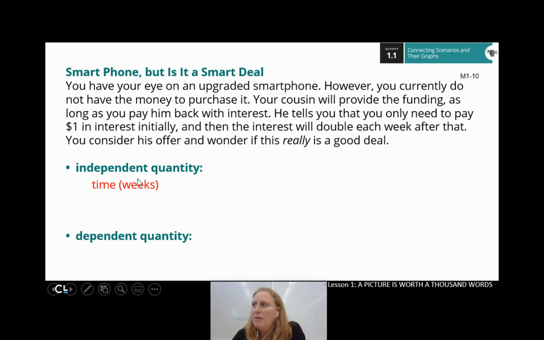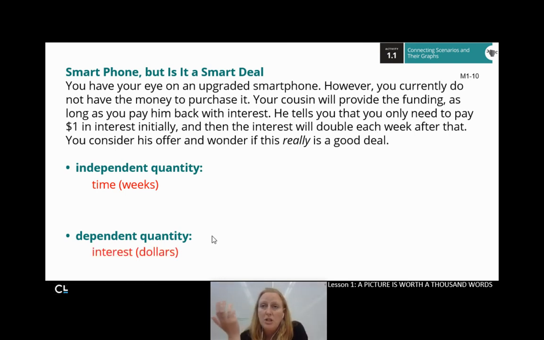And so time is measured in weeks in this case, right? He says $1 and then it's going to double each week. So my time is measured in weeks. And the dependent quantity is the interest in dollars, right? How much interest I'm going to pay depends on how long it's going to take me to pay him back. It's going to depend on how many weeks it takes to pay him back.